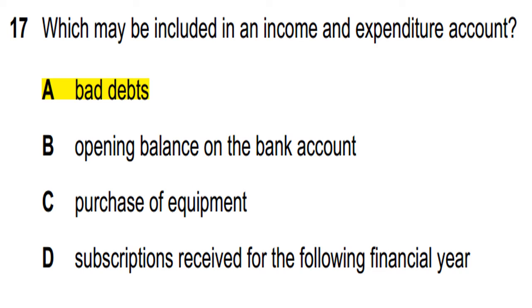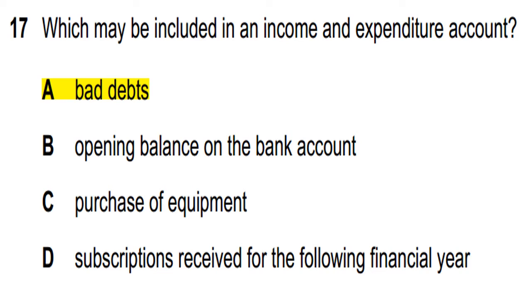And question 17: which may be included in an income and expenditure account? A, B, C and D. A option is correct, bad debts, because B option is the opening balance on the bank account. This will be included in the statement of financial position. And C, purchase of equipment. This is also a non-current asset. And D, subscription received for the following financial years.